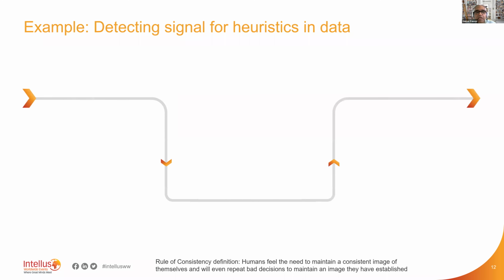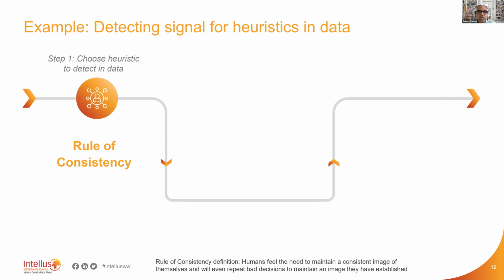Let's take an example. Let's say we were trying to identify if a certain segment of physicians are using a heuristic called rule of consistency, which means that people can start making decisions over and over again to protect a psychological image they have created of themselves. In their own mind, they stand for something. This is how they do certain things. This is who they are as a person. And anytime they deviate from that image, they don't feel right. It doesn't feel good to them. So they stick to that image, even though it's not the right thing to do.